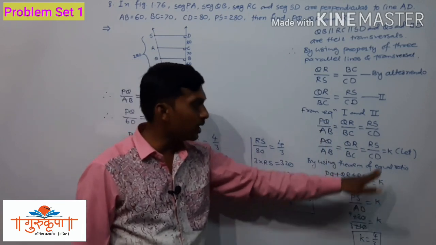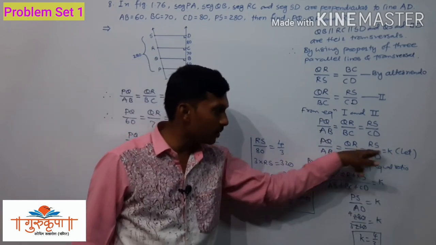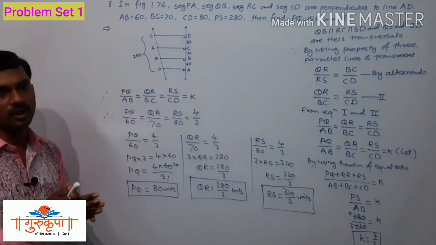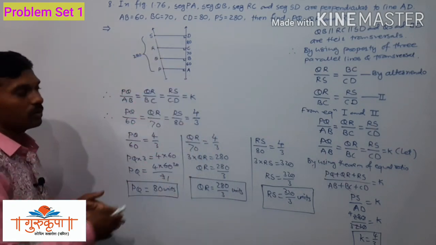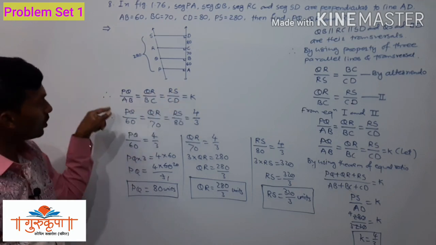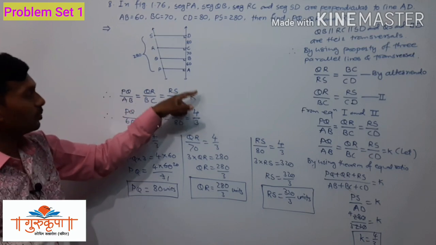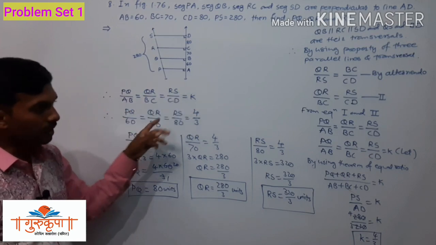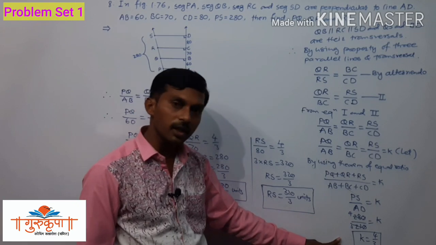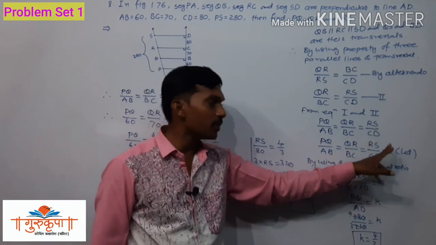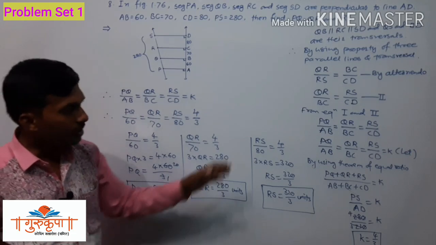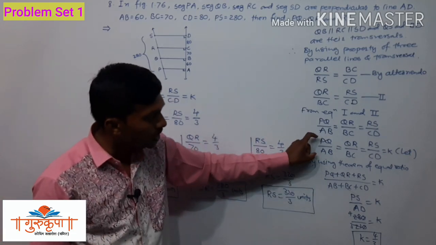Now putting this value here in this equation, we will get PQ, QR and RS, all the 3 values. You can easily get these 3 values. It is too easy to find the values, but this equation is very important. How to get this equation? Once we get this equation, we can easily use the theorem of equal ratio and you will find the value of K, and putting this value in this equation you will easily get PQ, QR and RS. But it is very important how to get this equation.